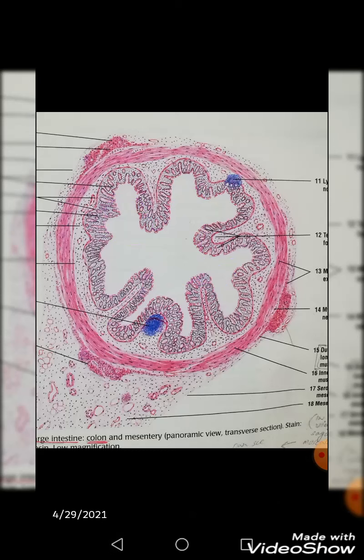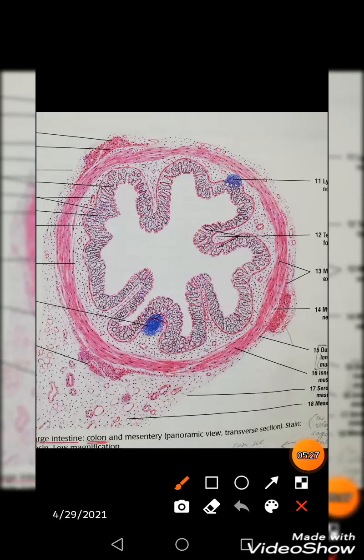Now what we see next is the lamina propria in between the mucosal glands, and the pink lining, which is the muscularis mucosae, made up of inner circular and outer longitudinal layers. Next to it, the second layer is the submucosa, and the third layer, which is special, is the muscularis externa.